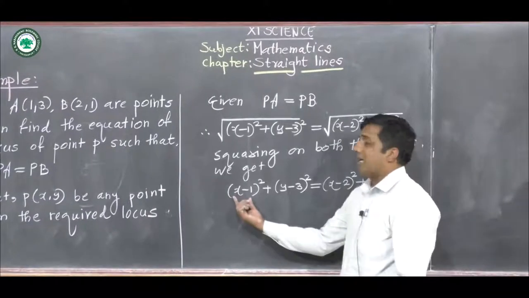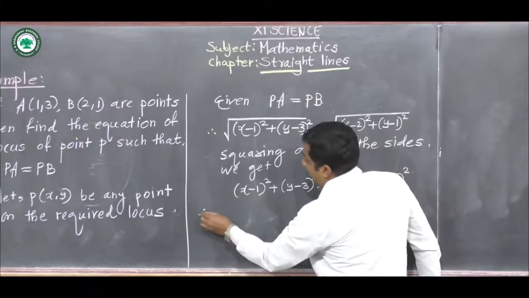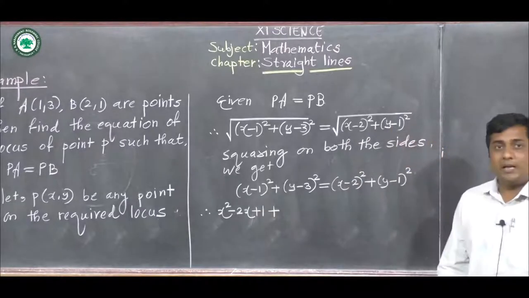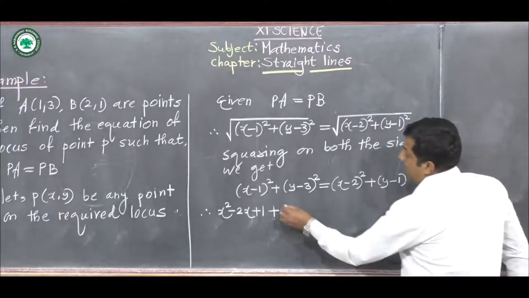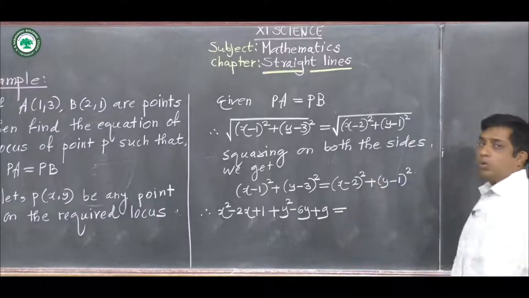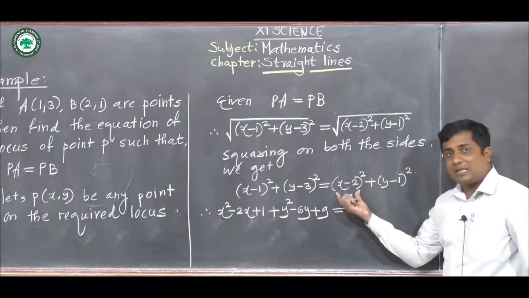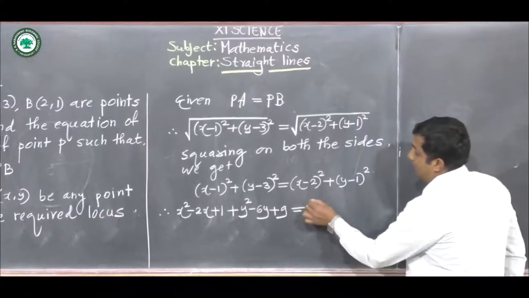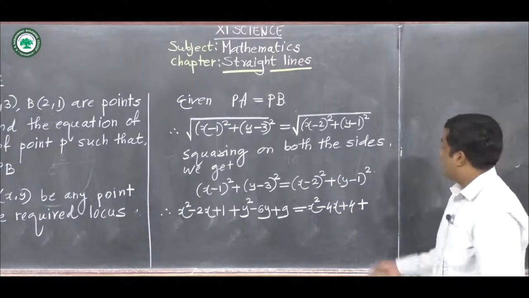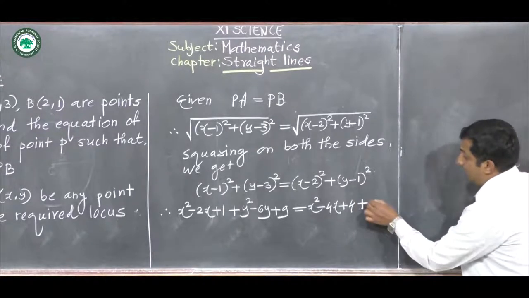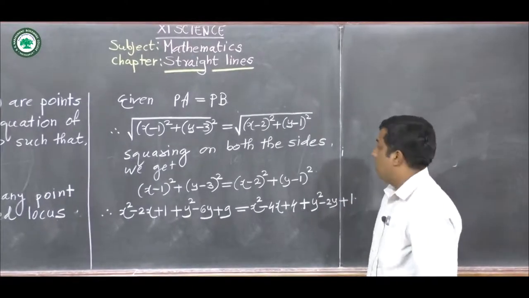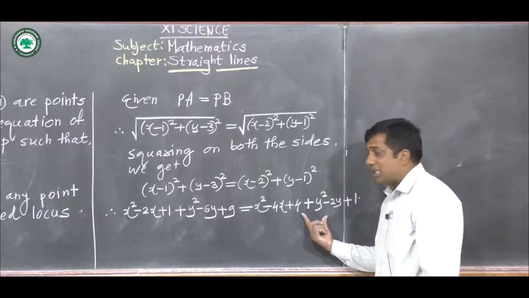Okay, now we consider expansion of this (X minus 1) whole square, and here it is X square minus 2X plus 1 plus, then we expand this (Y minus 3) whole square, here it is Y square minus 6Y plus 9, this is equal to, then in RHS we expand this (X minus 2) whole square, here it is X square minus 4X plus 4 plus, now we expand this (Y minus 1) whole square, that is Y square minus 2Y plus 1.